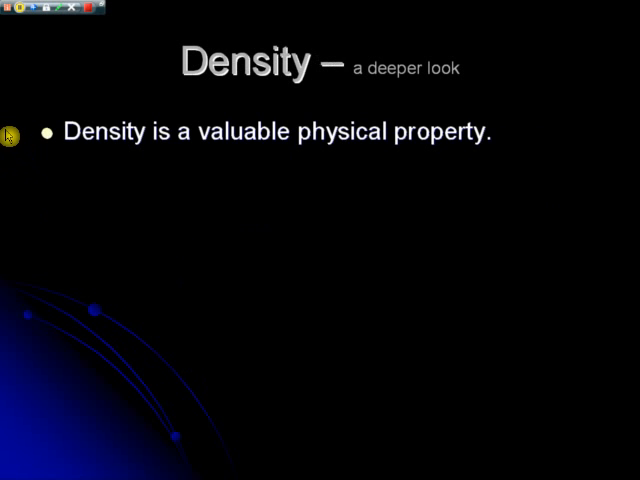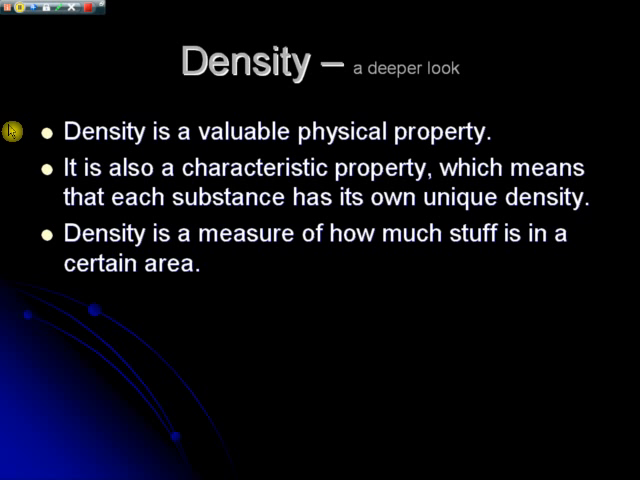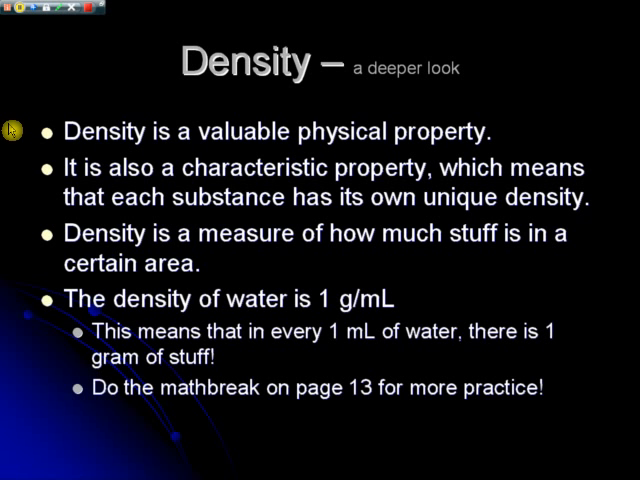Let's take a deeper look at density. Density is a valuable physical property. It's also a characteristic property, which means that each substance has its own unique density. Density is a measure of how much stuff is in a certain area. The density of water, for example, is 1 gram per milliliter. That means that in every 1 milliliter of water, there is 1 gram of stuff, and that stuff, of course, is water molecules. Do the math break on page 13 of your textbook for more practice.